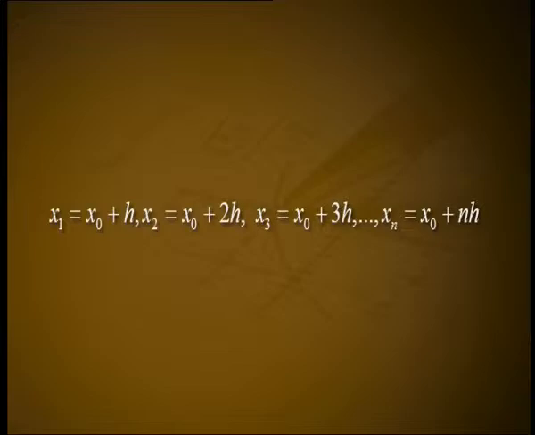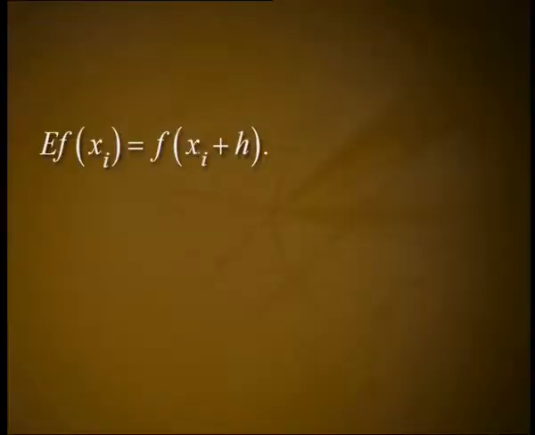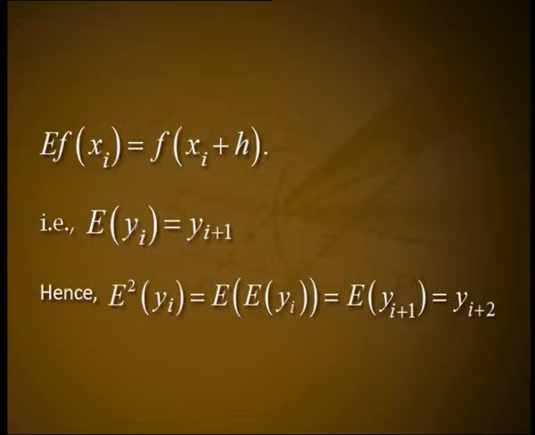xn equal to x0 plus nh, the shift operator or displacement operator E is defined on the function f(x) as E f(xi) equal to f(xi plus h), that is E yi equal to yi plus 1. Hence, E squared yi equal to E(E yi), that is equal to E(yi plus 1), that is yi plus 2. Proceeding like this, E raised to k yi equal to yi plus k.